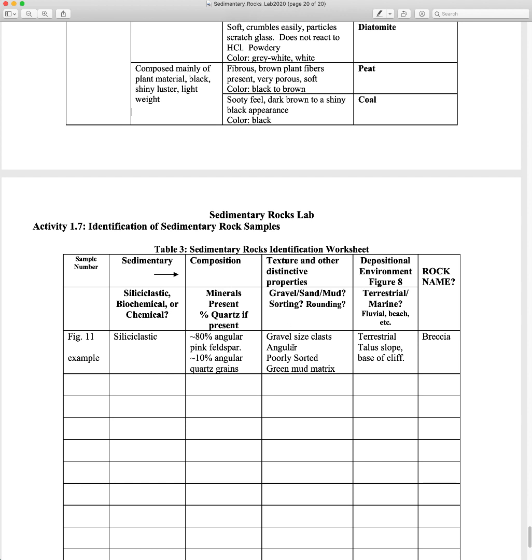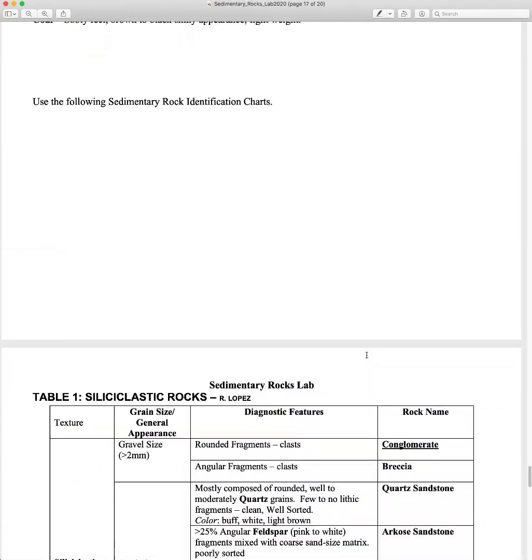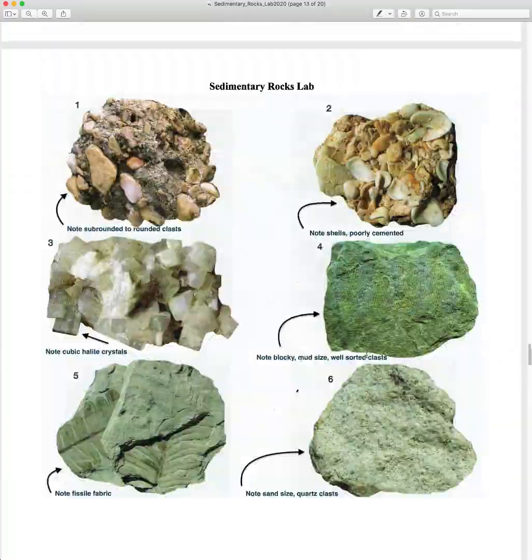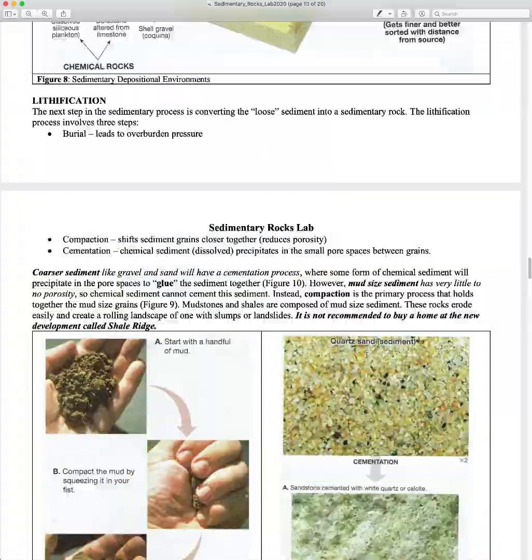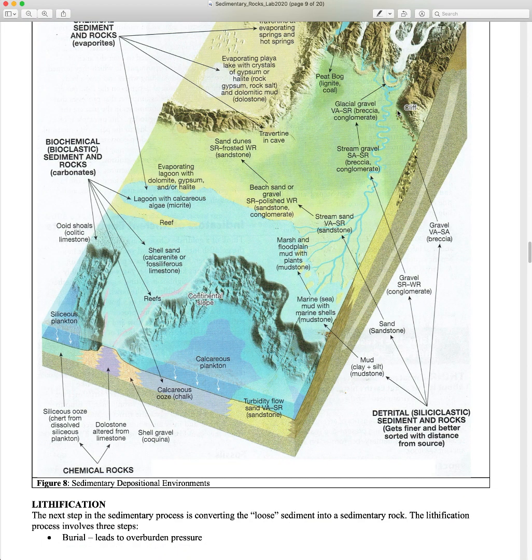And then gravel class, angular, poorly sorted. So you want to say something about sorting, the rounding, and we've got that matrix in there. So mud and gravel mixed together. So it's really poorly sorted. And this is probably terrestrial and is a good example of something on a talus slope at the base of a cliff. So you can see back here on figure 8 where we're looking at these depositional environments. That's where we're looking at this kind of cliff deposit. So that's probably forming in an area like this.